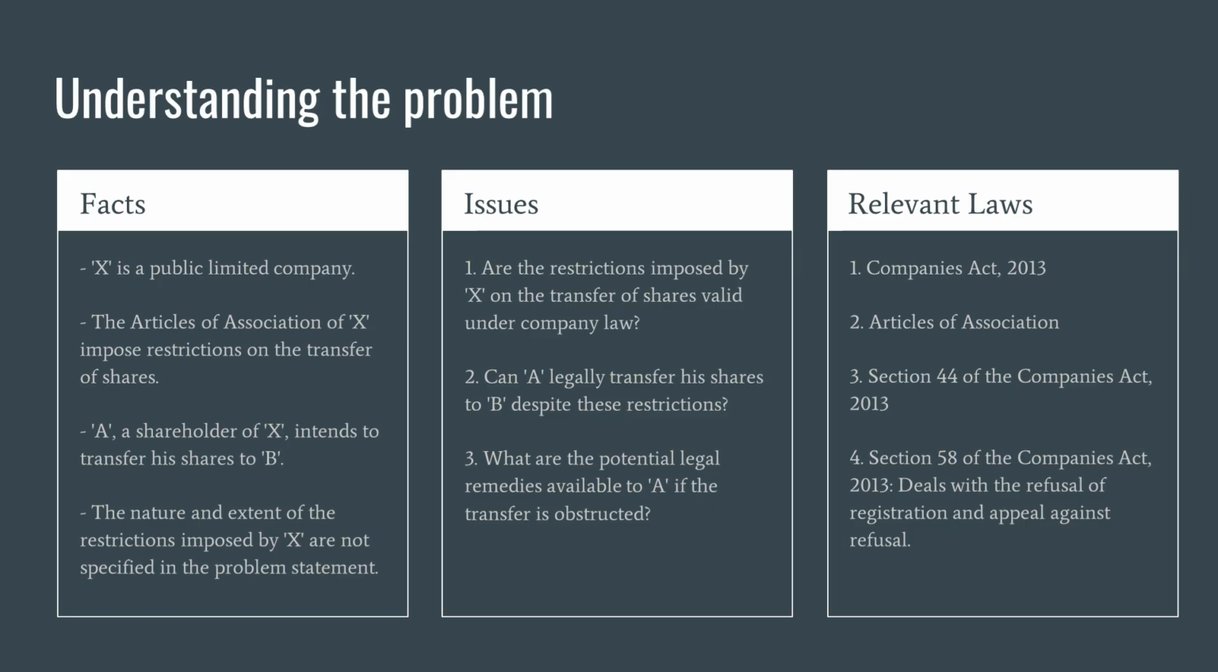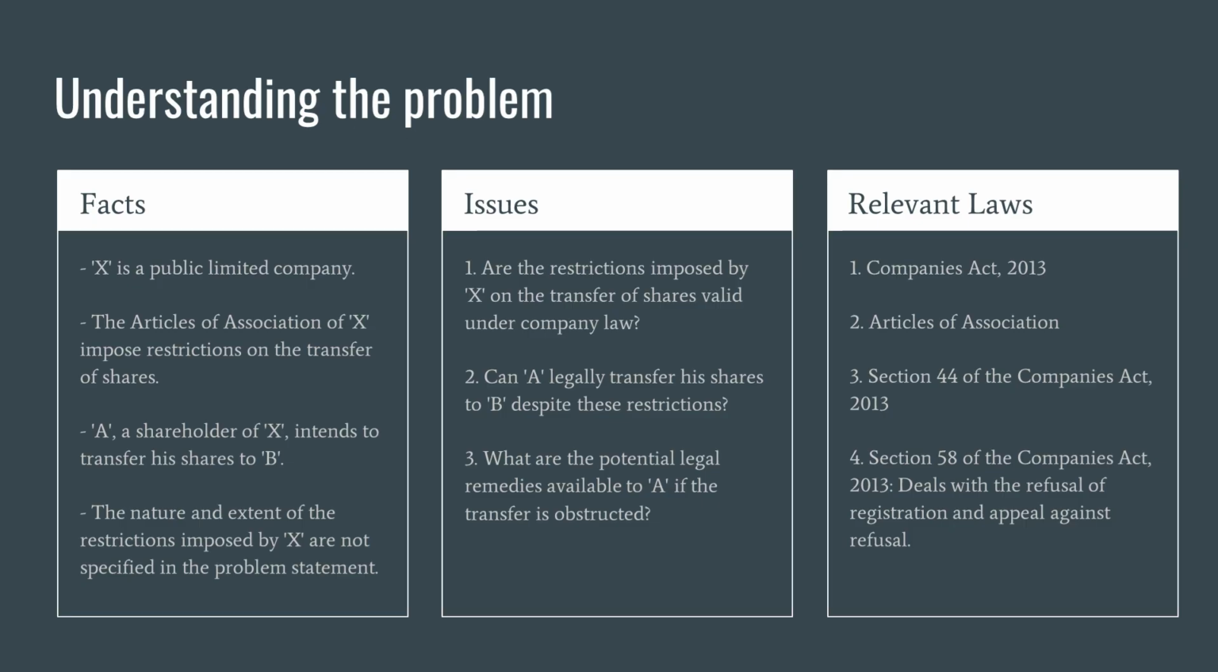Now let's move on to the issues section. The first issue is, X imposed some restrictions, right? Whether the restrictions imposed by X are valid under company law or not. That is the first issue. Second issue is, can A legally transfer his shares to B despite these restrictions? And third issue is, what are the potential remedies available to A if the transfer is obstructed?